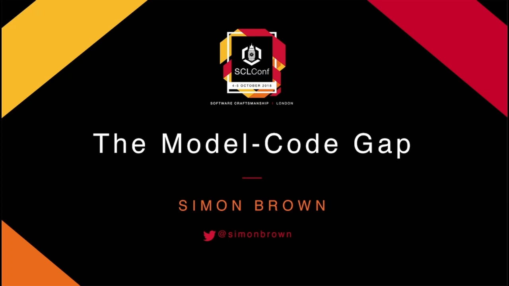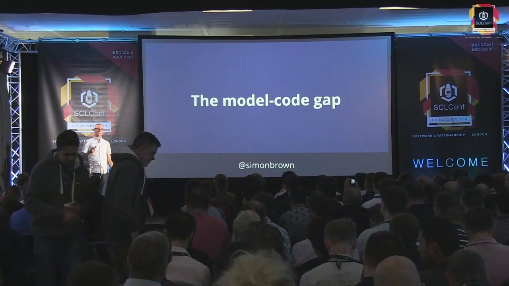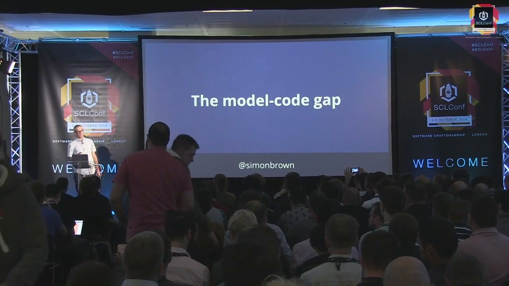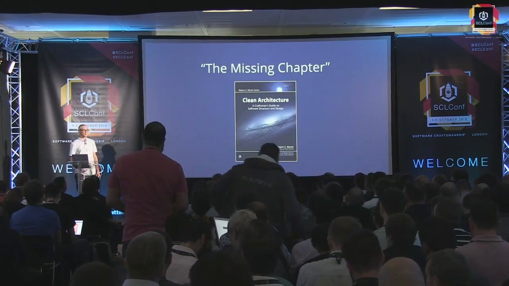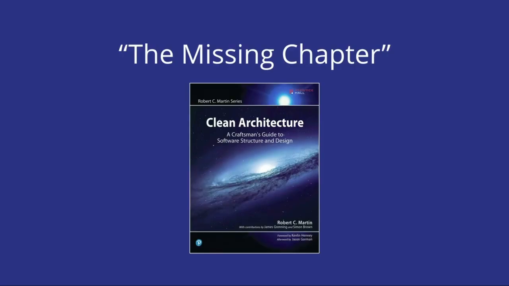So this talk is about software architecture. Boo. And it's also about code. This talk is based upon a chapter I wrote in Uncle Bob's Clean Architecture book. The chapter is called The Missing Chapter. Last time I checked, it's still there. Grab it while it's still there.